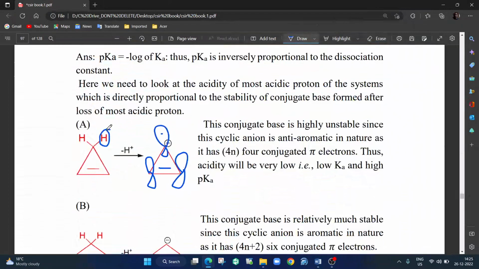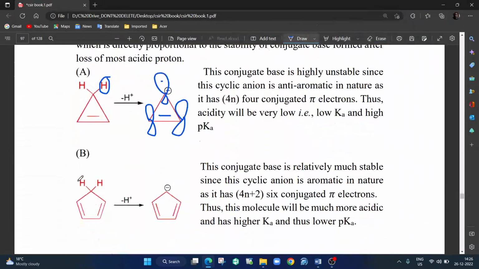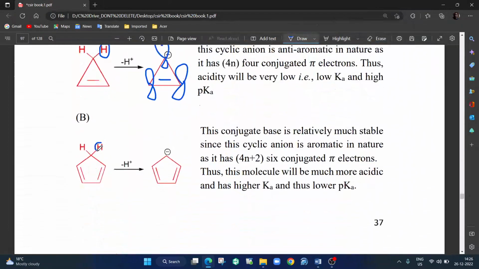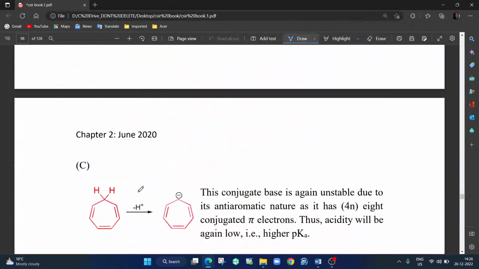So that means very low Ka value, that means very high pK value. Whereas this is very acidic because if you remove this proton, you get negative charge. Now what happens? 2 electrons here, 2 electrons here, and 2 electrons here, it becomes 6 electrons. So it is following Huckel's rule: cyclic, conjugated, planar, and having 4n plus 2 electrons. So this will have very high Ka value, and it will have lowest pK value. Okay, so B will have lowest pK value.